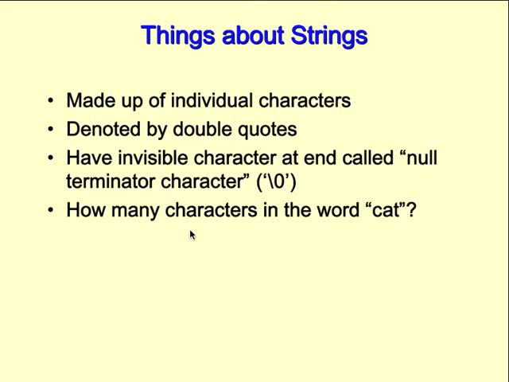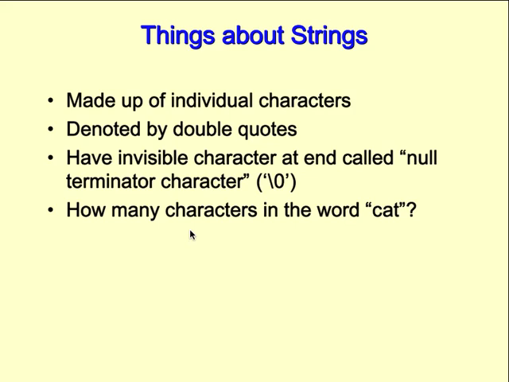And things about strings. Let's take a look here. They're made up of individual characters, as we've seen so far. They're denoted by double quotes, as we've seen so far, especially in contrast with the array. Arrays use single quotes around characters. Strings are double quotes around a passage, like a message, more than one character. And they have an invisible character at the end called the null character. We saw that when we were talking about arrays last week.